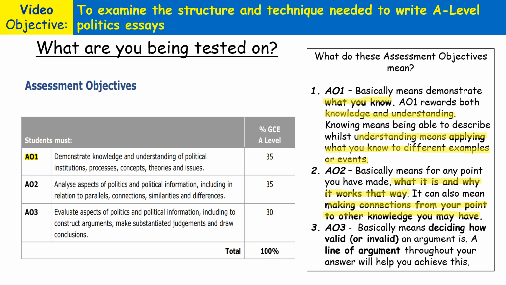And finally, AO3, the technical wording for AO3 is to evaluate aspects of politics and political information, including to construct arguments, and that word arguments is very important, we'll come back to that in a bit, making substantiated judgments and draw conclusions. This basically means deciding how valid or invalid arguments are. You need to make sure, and this is absolutely key, that you have a line of argument throughout your answer to help you achieve high AO3 marks.